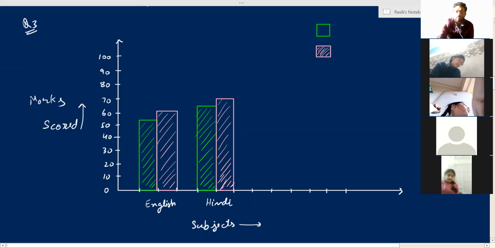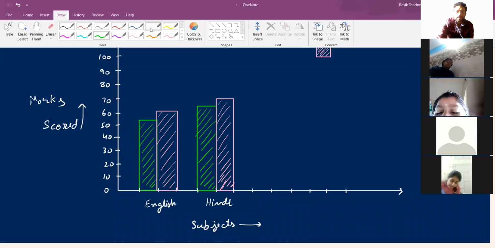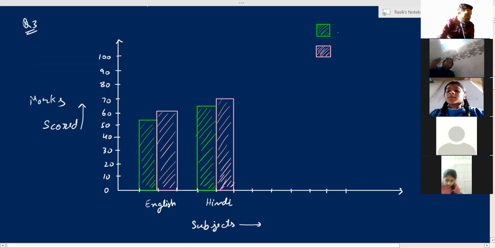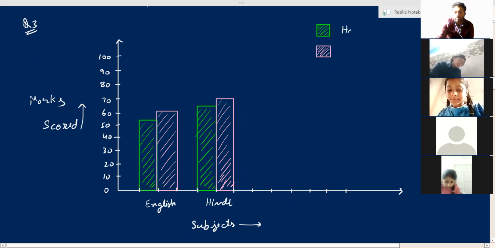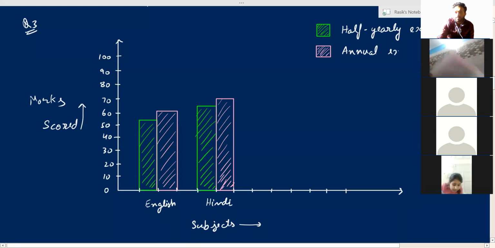Thank you, sir. So make two boxes, and then in front of the boxes write that the green color I have taken is for half yearly exams, and this is for annual exams. Okay. Got it.